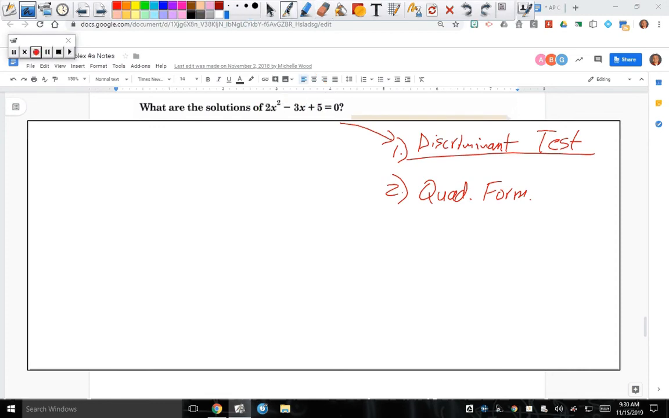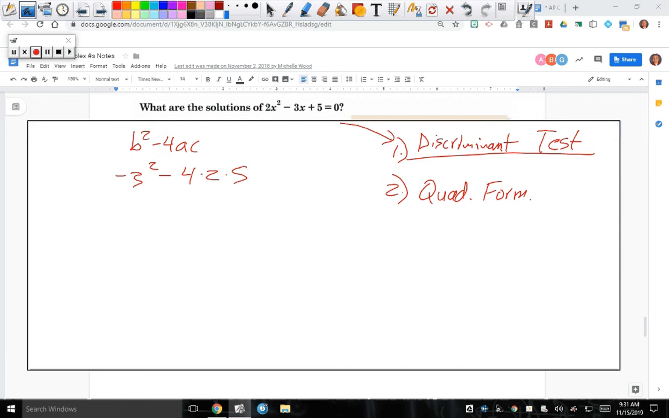The discriminant test is what? What equation? b squared minus 4ac. Here we go. What's b? Negative 3. What's a? What's c? 5. What's wrong with what I wrote?